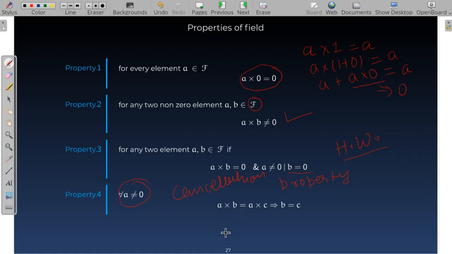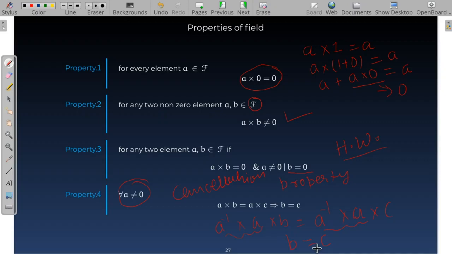Now this is also very easy to prove. You pre-multiply by a inverse on both sides, so you have a inverse times a times b, and then you pre-multiply on the right hand side as well, a inverse times a times c, and this is going to give you the multiplicative identity. So you will have b equal to c. Okay, so these are some of the properties of the field.